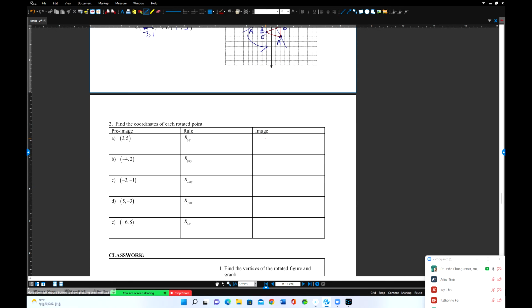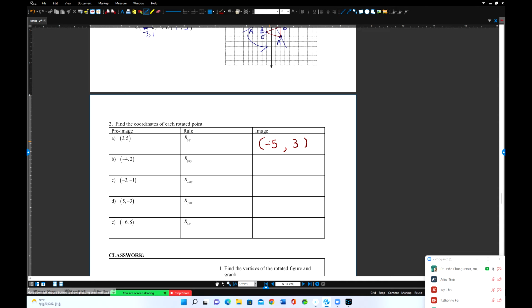To memorize the rule, we're going to have one more practice on how to use rotations, how to change the X and Y coordinates. 3 and 5, 90 degree. What's the rule? Switch X and Y. That's all? No. The first number gets a negative sign. That's the image of this point.